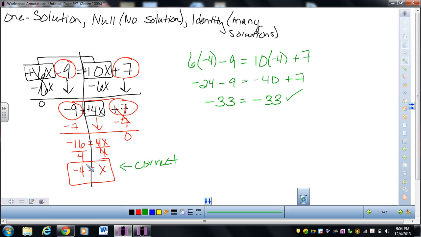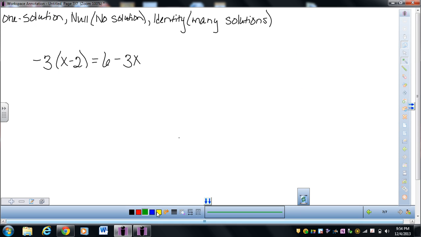And because I actually have a solution, I know what x is, that means that this problem is this type. We have a one solution problem here. Okay? All right, let's try one more. And we're going to go ahead and solve this the same way we solve all the other problems.